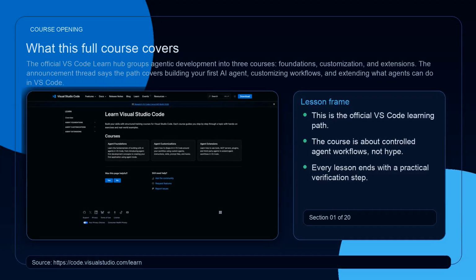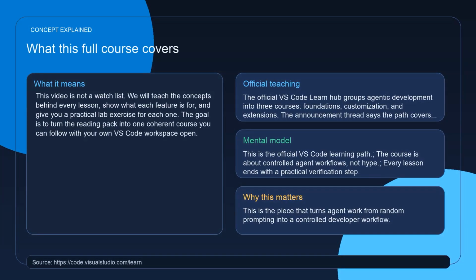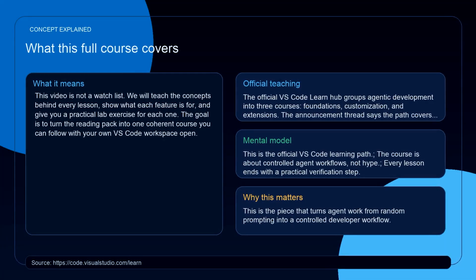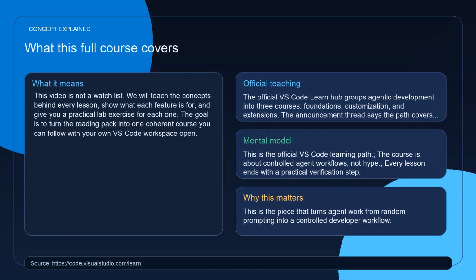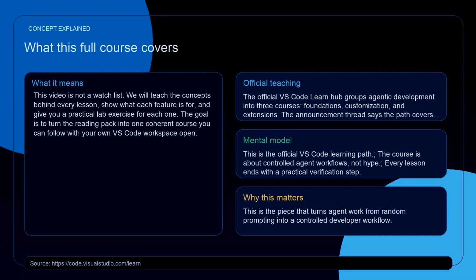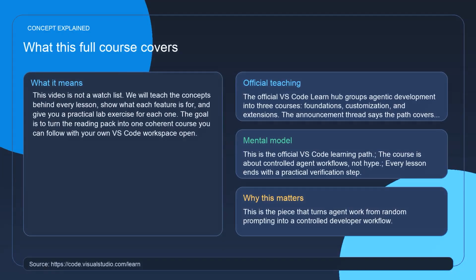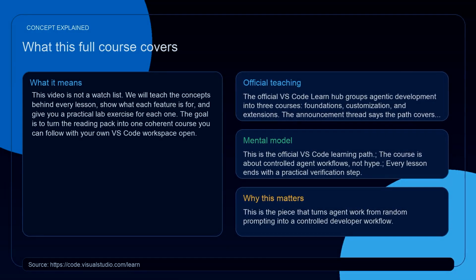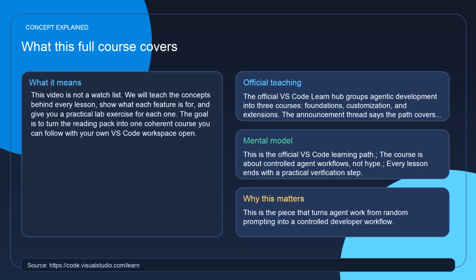The official source is the VS Code Learn Hub and the Visual Studio Code announcement thread. The local lab workspace gives us a place to practice without pretending. Keep this structure in your head. Foundations teach control, customization teaches repeatability, and extensions teach capability. If you learn those in the wrong order, you get an agent with power but no operating discipline. If you learn them in the right order, VS Code becomes a controlled agent workbench.